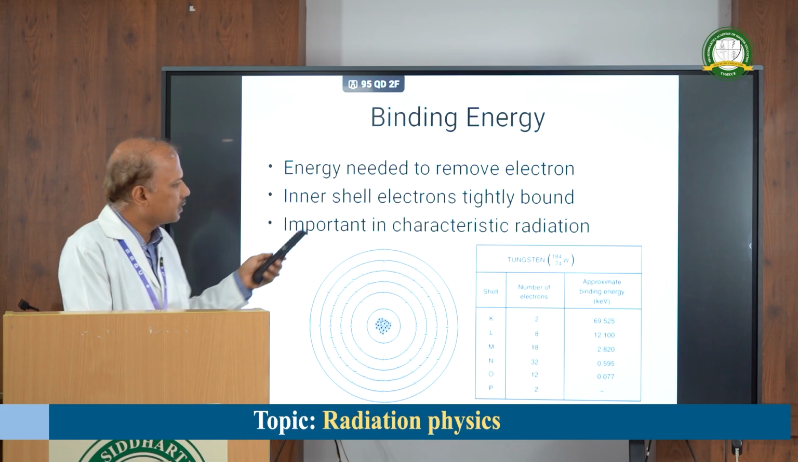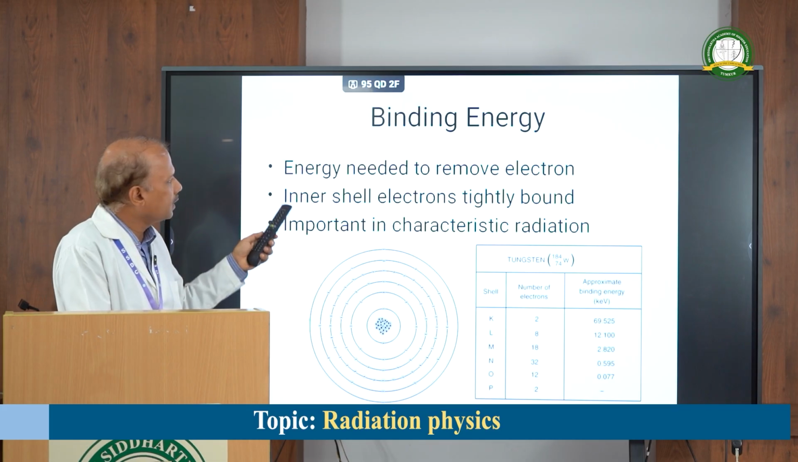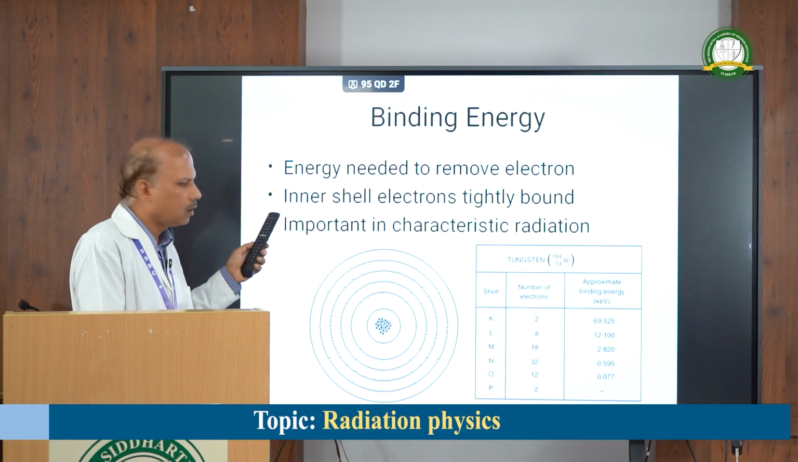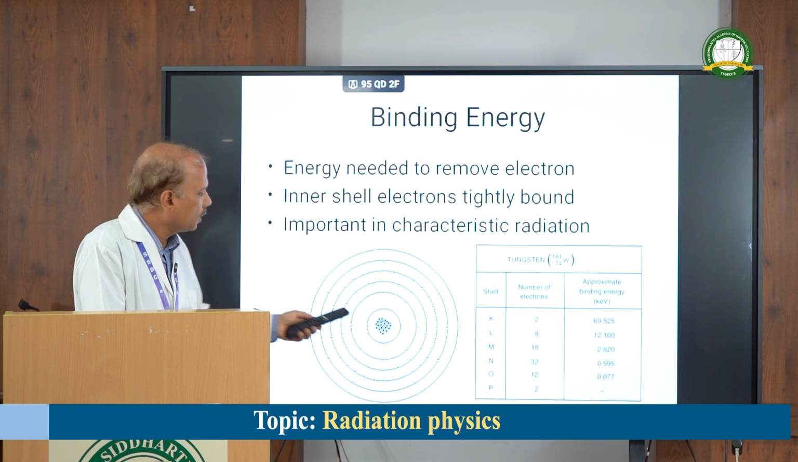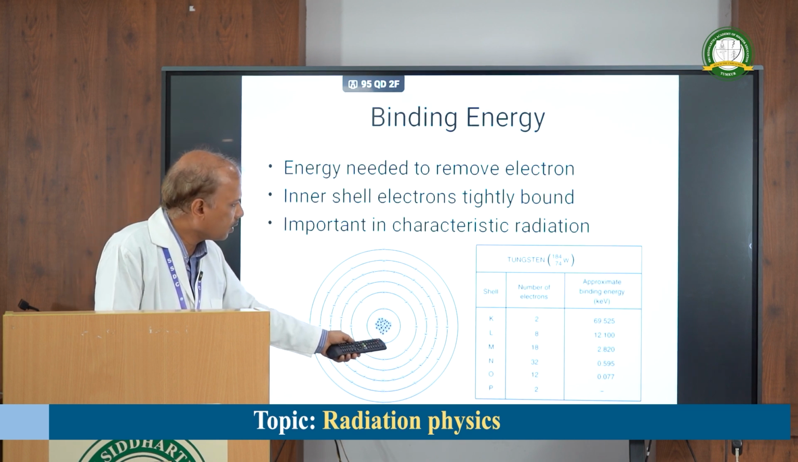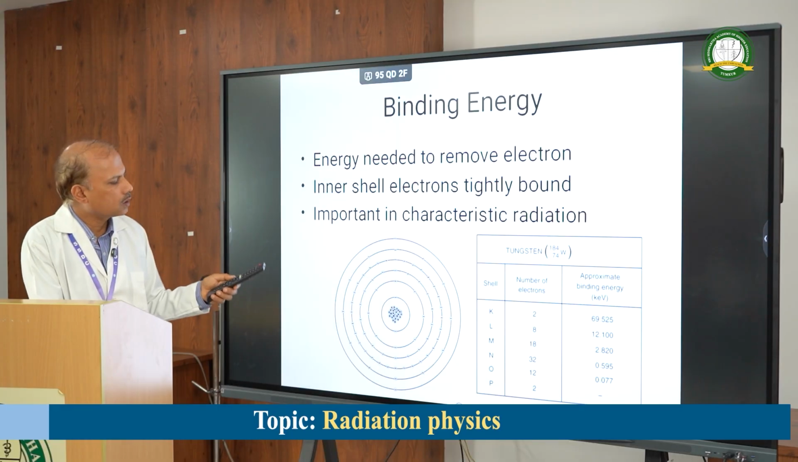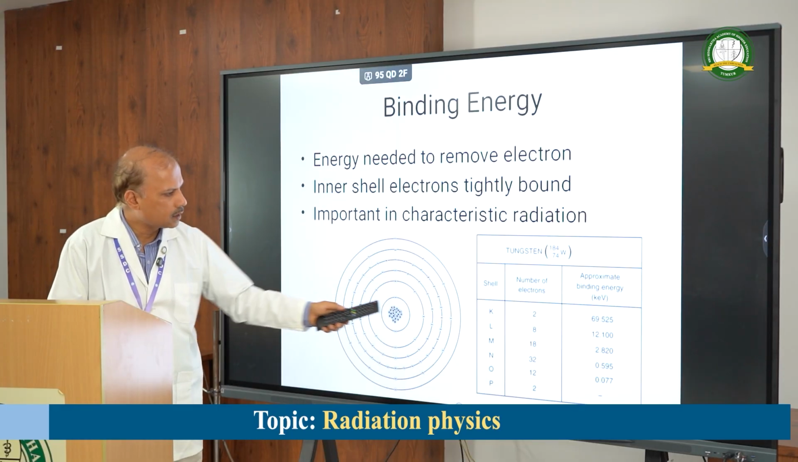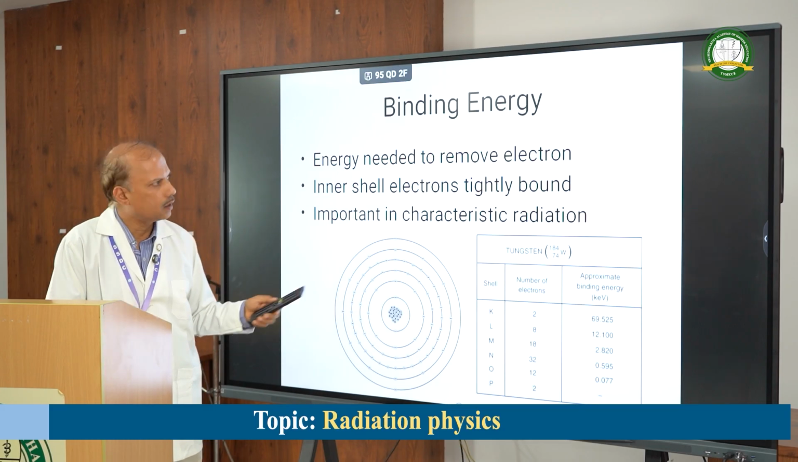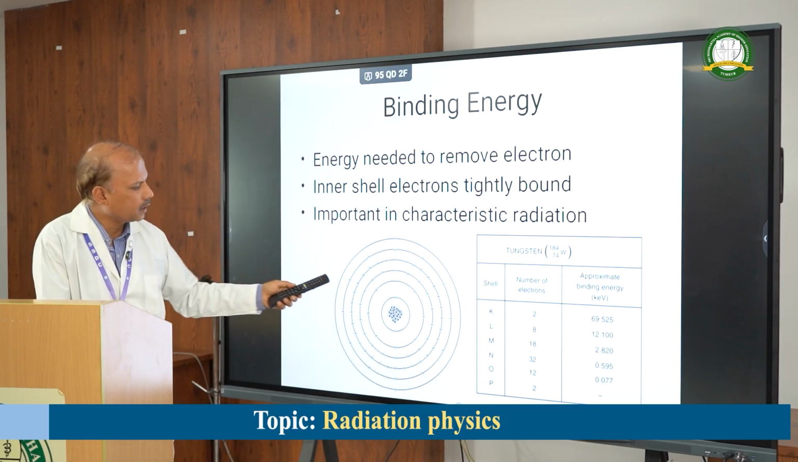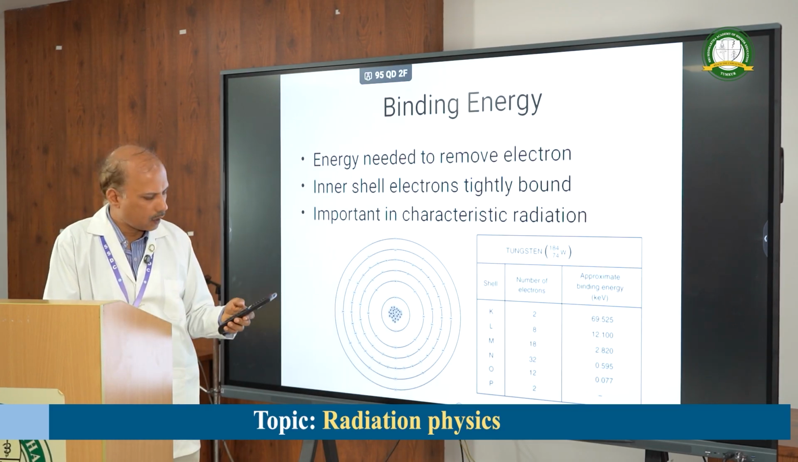The binding energy is dictated by the energy needed to remove the electron from its orbit. So, in order to remove the K shell electron, you require about 79 kilovolts of energy. In the L shell, it requires about 12 kilovolts. So, like this, it has a different binding energy for the revolving electrons.